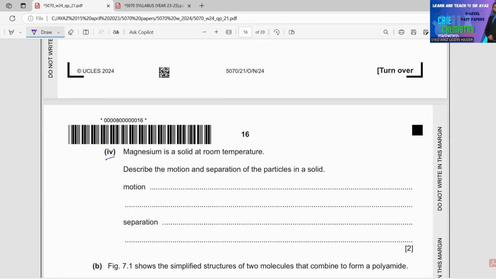Moving to the next part, which is part 4. Magnesium is a solid at room temperature. Describe the motion and separation of the particles in a solid. In the solid state, we know that the motion must be vibrating about fixed positions. So you write vibrate about fixed position. What about separation? They are close together, or you can even write touching.